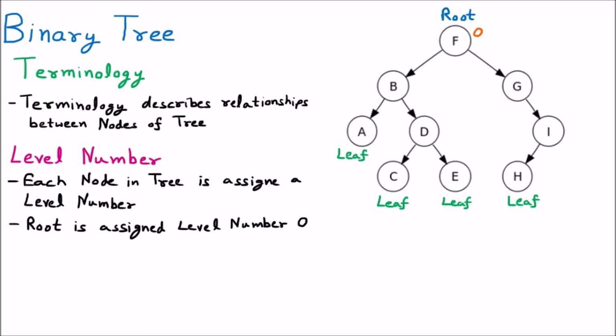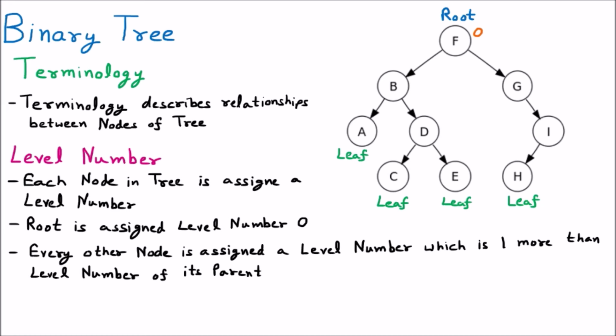Every other node is assigned a level number which is one more than the level number of its parent. Here B and G are the children of F, so they have level number 1, 0 plus 1 is 1. A and D are the children of B, so we have 1 plus 1 is 2. Then I is the child of G, so plus 1 is 2. Then C and E are the children of D, so here the level is 3, and also H is the child of I, so here we have level number 3.